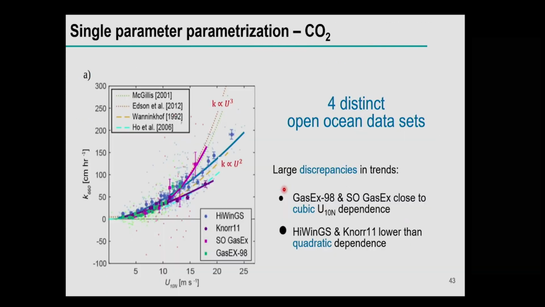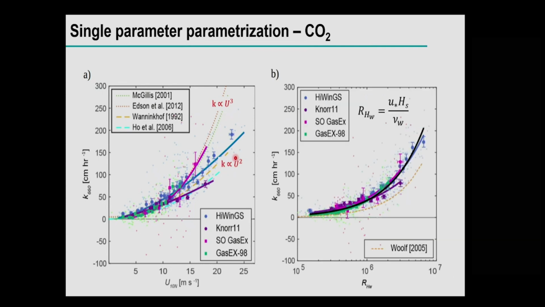England. So I got this High Wind data set, and here I'm showing you the gas transfer velocity for CO2 from this data set in blue, and from 3 other historical data sets. They show nicely the divergence that I've shown you before. At high wind speed, depending on which data set you pick, you have either a cubic or a quadratic relationship with wind.